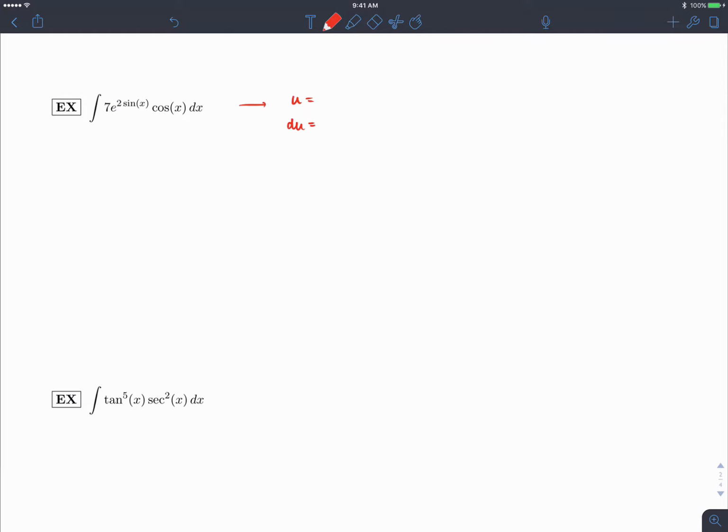I'm going to go ahead and choose a u of 2 sine of x. So I'm going to let it be the exponent of that natural exponential there. So let's see how that plays out in terms of our du. If we take the derivative of 2 sine of x, we're going to get 2 times the cosine of x dx. And this is looking pretty promising right now.